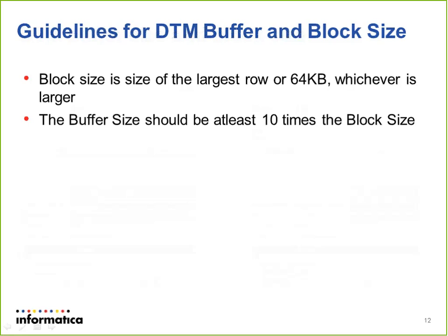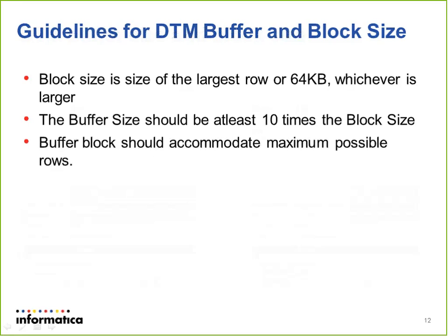While specifying the block size, make sure buffer size is at least 10 times the block size, else you will see this error while assigning itself in the session properties. Ensure that buffer block is able to accommodate maximum possible rows, at least 100 unless your row size is unusually huge. In the earlier example we saw, 41 rows were processed in one block. You can increase the number of rows by adjusting the precision or the buffer values.